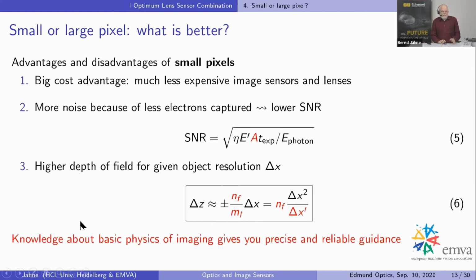Yeah, and you can easily see by this, if you have a little bit of knowledge about the basic physics behind the imaging, this gives you a precise and reliable guidance on what to choose for your application. Depending on the image processing, you might be rather tolerant to the signal to noise ratio or depend on it very critically. So you have to choose between these two things.